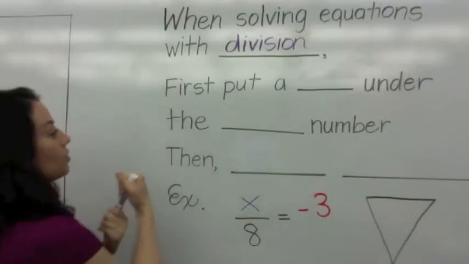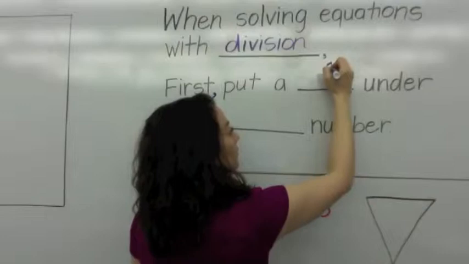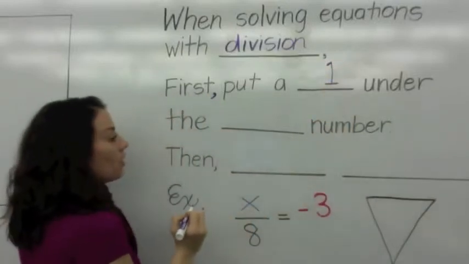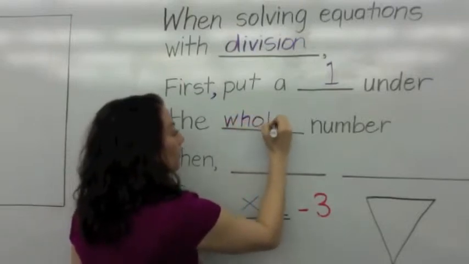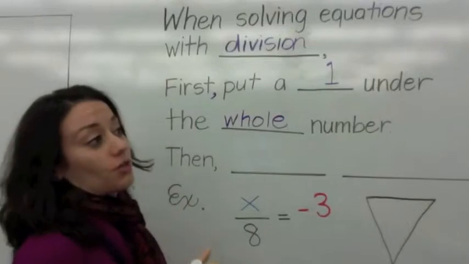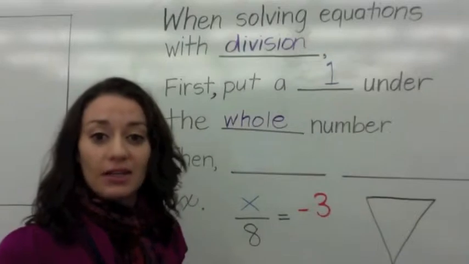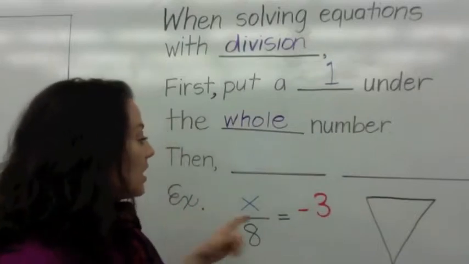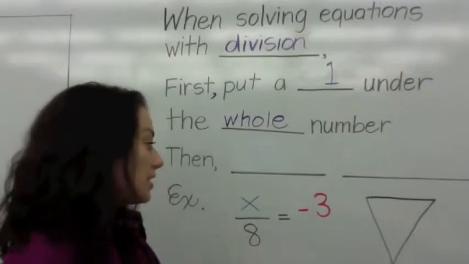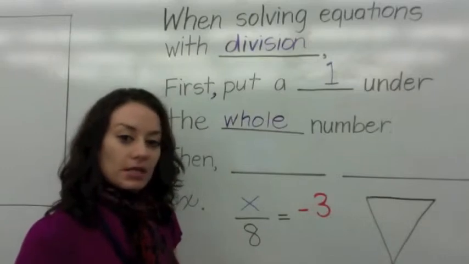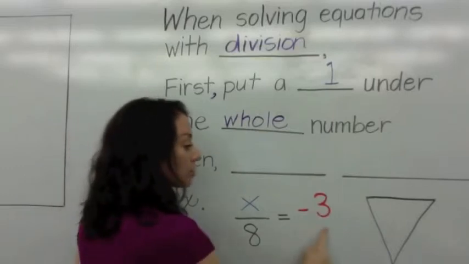The first thing you're going to do is put the number 1 under the whole number. Now remember, integers are whole numbers and their opposites, and please don't forget the 0. If you take a look at this equation, what's the whole number? Is it x divided by 8 or is it -3? The whole number is -3. There's no fraction bar underneath it.